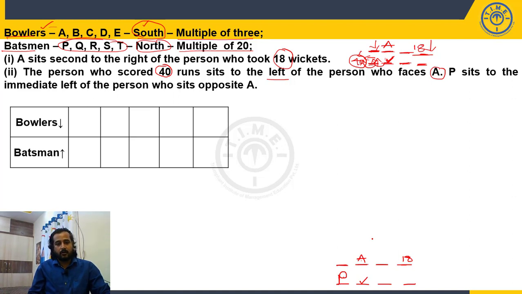Right. So how many possibilities does it lead to? Let's check it once. Now let me take, in one case, 18 here. Either 18 should be at the left end or second from the left end. These two possibilities will be there. So if it is 18, this will be A. This is the only possibility being P, and this number will be 40. There is no other alternative. P will be 40 runs, because for the person who faces A, the immediate left will be the one who scored 40 runs. This is the only scope.